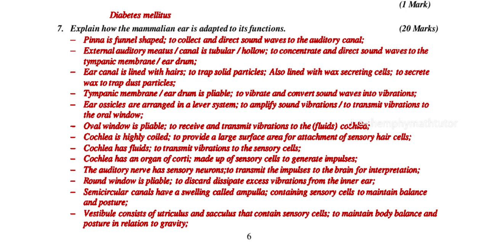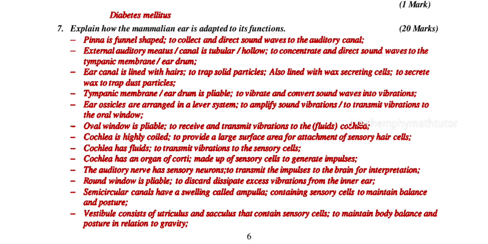We have the tympanic membrane or eardrum, which is pliable to vibrate and convert sound waves into vibration. We have ear ossicles arranged in a lever system to amplify sound vibration and transmit vibrations to the oval window. Next is the oval window, which is pliable to receive and transmit vibration to the fluid of the cochlea. The cochlea is highly coiled to provide a large surface area for attachment of sensory hair cells. The cochlea is fluid-filled to transmit vibration to the sensory cells.